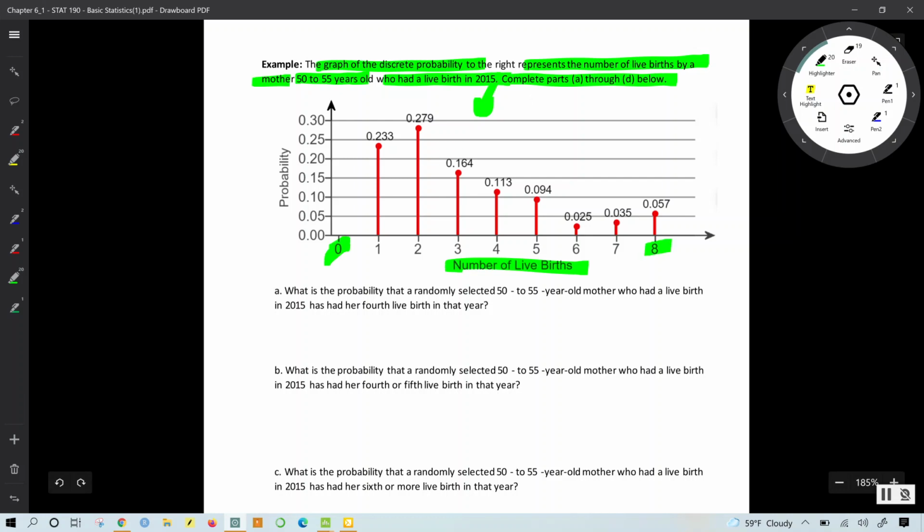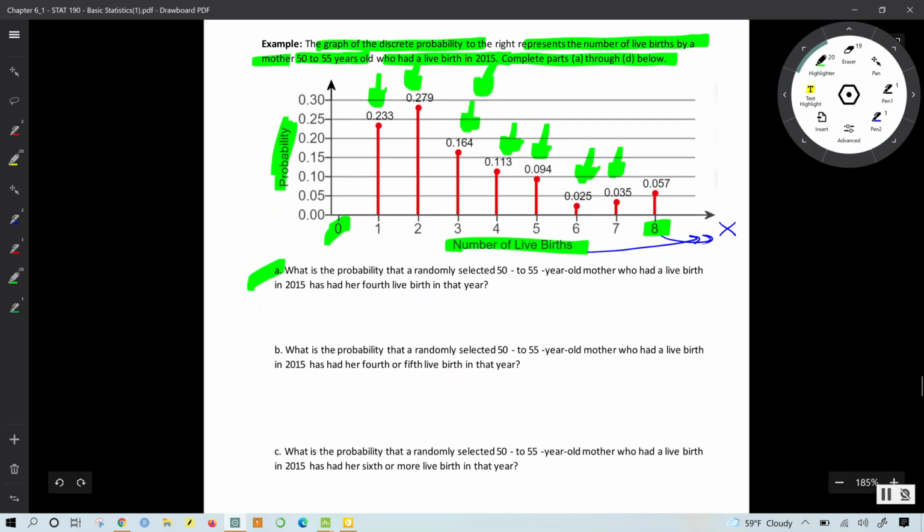It could go from 0 to 8. That is the random variable of interest. And the corresponding probabilities for each of the possible values of x has been provided with the dots here. So with that said, question A: what is the probability that a randomly selected 50 to 55-year-old mother who had a live birth in 2015 has had a fourth live birth in that year?